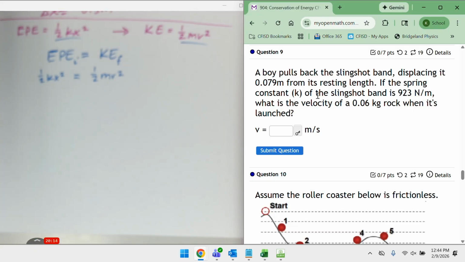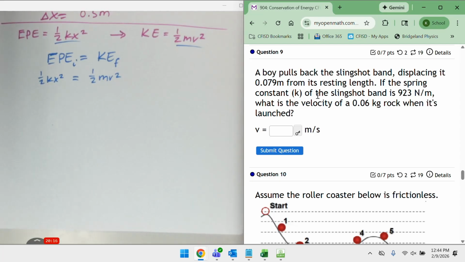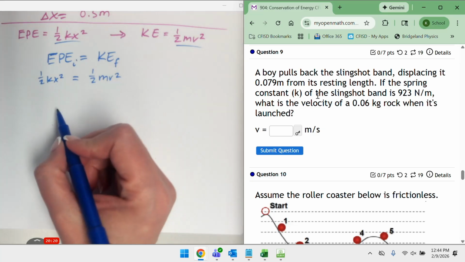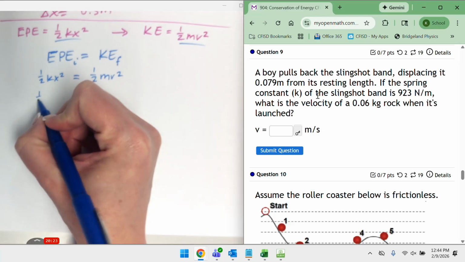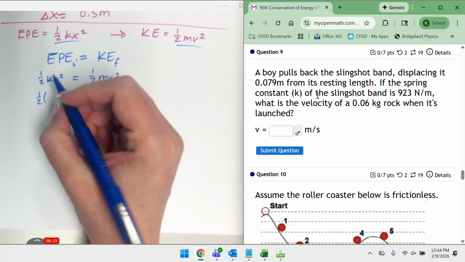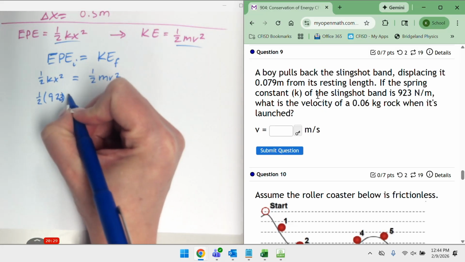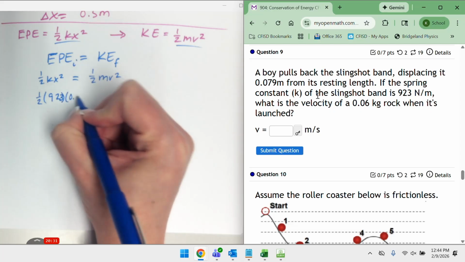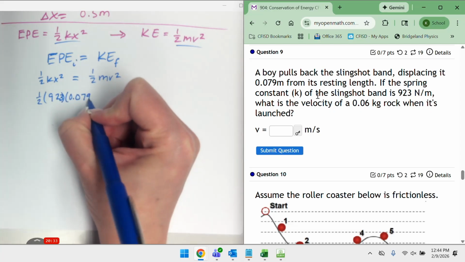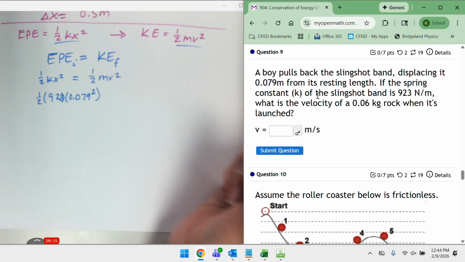That would make the question a little bit more clear, but they don't tell us anything about it being launched any other way, so we're going to make the assumption. And we're going to plug in. So the K value for this is 923 newtons per meter. The X value is 0.079, and that value is squared per the equation.